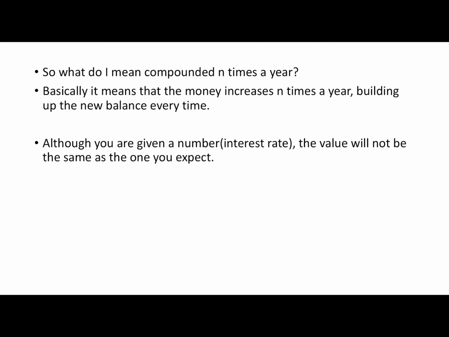Although you're given a number for your interest rate, the value will not be the same as the one that you expect. So they might tell you it's a 5% annual interest rate. It's probably not going to be 5%. They might tell you 24%. It's not going to be 24% either. Usually these values are there to, I want to say, confuse people, because in my opinion there's really no reason why people should give you different values. When the math is easier, they give you the simple value.